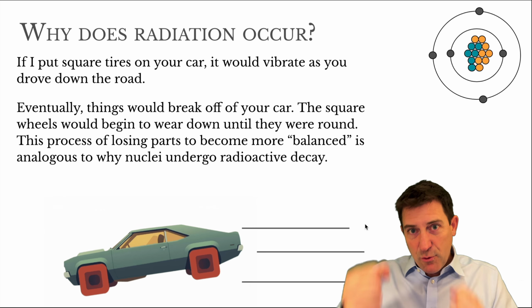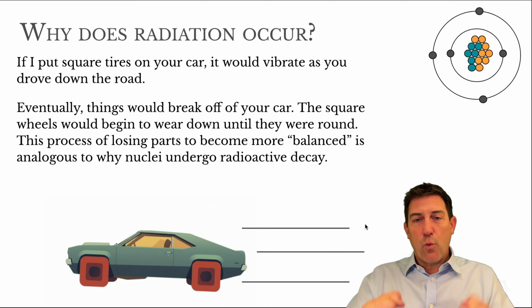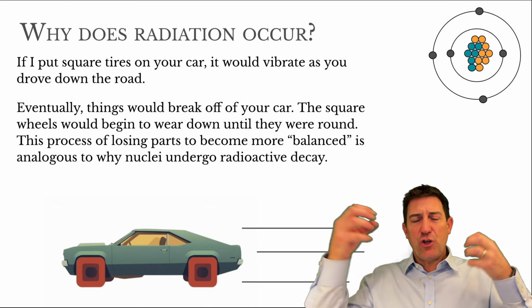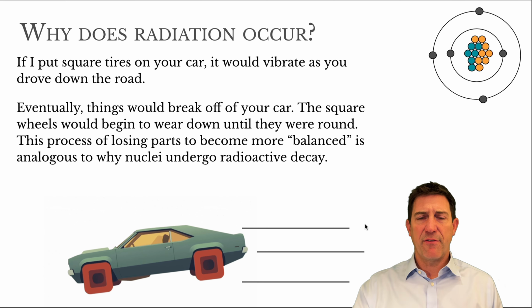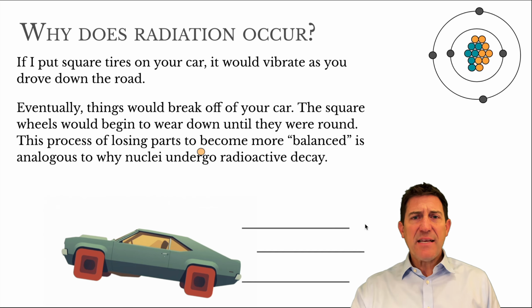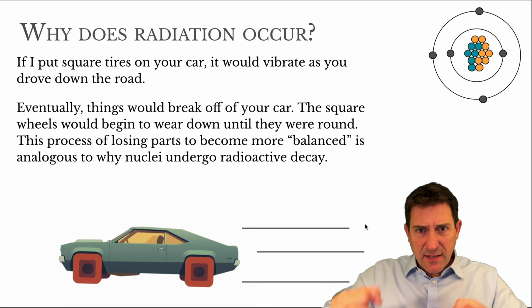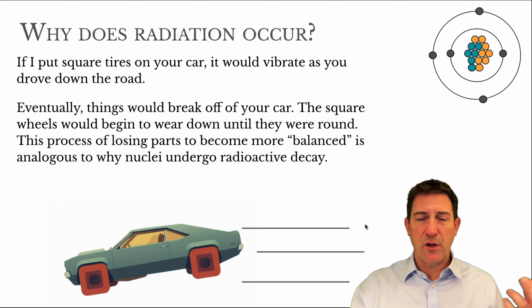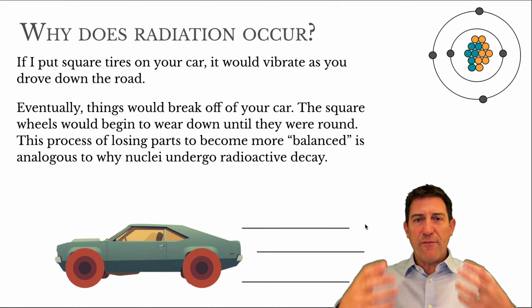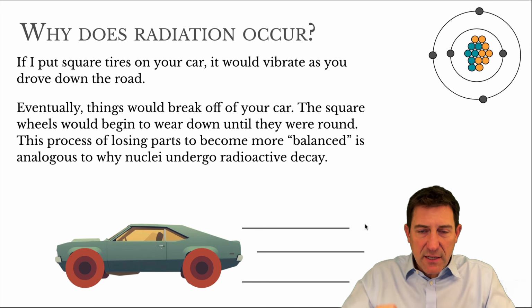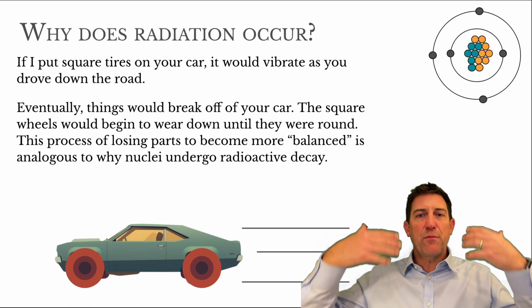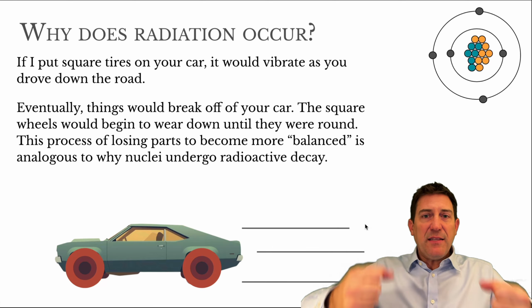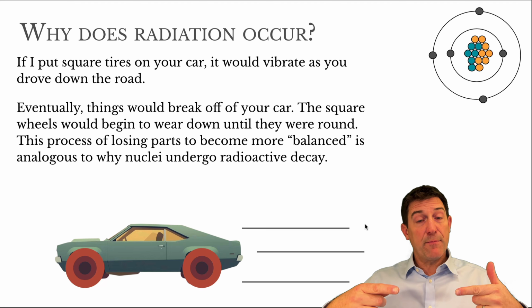But let's say you drive enough and those square wheels, as you drive, chunks or pieces start to break off of them. Okay? Basically, there's so much jarring and vibrating that pieces of the wheels are breaking off. And as they do, if you drive enough, eventually you'll end up with more round wheels until finally they have sort of smoothed themselves out.